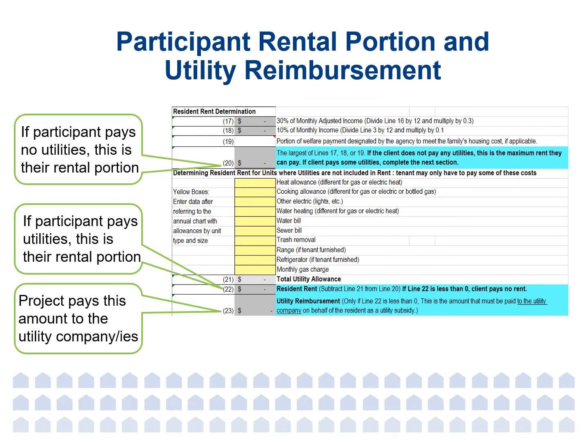The spreadsheet will automatically calculate the participant's portion of the rent and any utility allowance based on the information you have entered. If the participant pays no utilities, line 20 is their rental portion. If they do pay some utilities, they are responsible for paying the amount in line 22. There will only be a utility reimbursement due to the utility company on behalf of the participant if their rental portion is zero. In that case, the project must pay the amount in line 23 directly to the utility company, regardless of the amount of the actual bill.